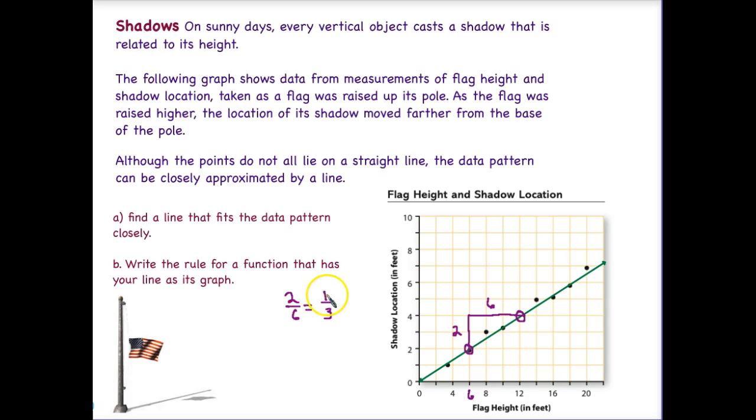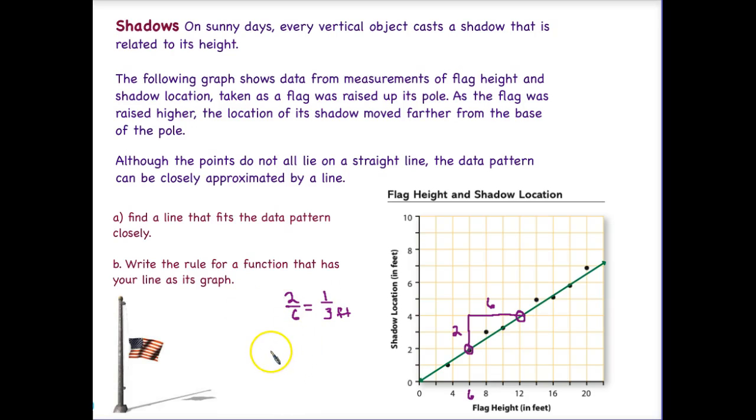Well, 1 is our shadow location, so our distance from the pole, and 3 is our flag height. This is our independent variable. So as we raise the flag height, for every 3 feet that we raise that flag height, the shadow moves away from the pole 1 foot at a time.